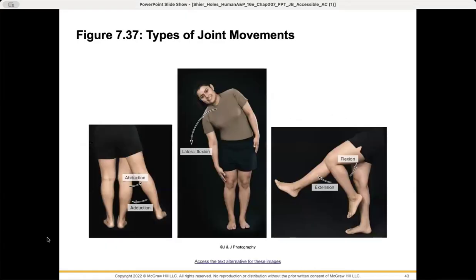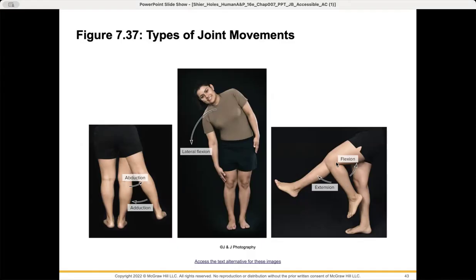We can see some examples of this. Abduction is moving the leg away. Adduction is moving the leg back. And this is all based on a point of reference, which is the midline of the body. Lateral flexion here, you can see she's decreasing the angle between the upper part of her body and the lower part. And then we have the actual true flexion and extension.